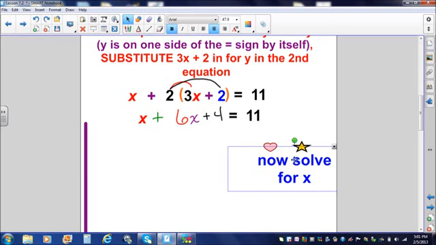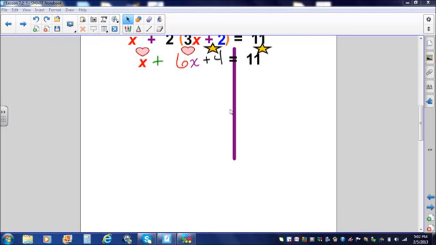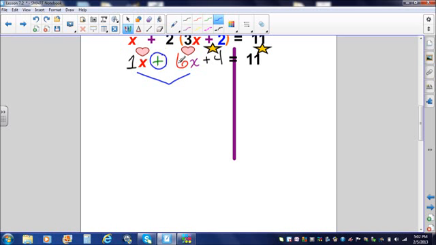Now I'm going to go old school and do hearts and stars. Your choice. You can do the hearts first or the stars first. I'm going to remember that there is an invisible coefficient of 1 here. I choose to do my hearts first. If you want to do stars, no problem. I'm going to put the 1x and the 6x together. They're on the same side, so I'm going to add them. 1x plus 6x is going to give me 7x.